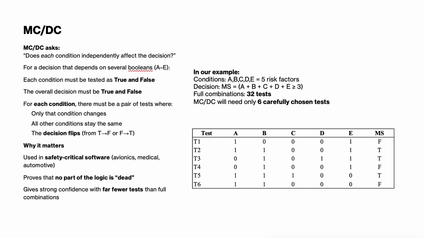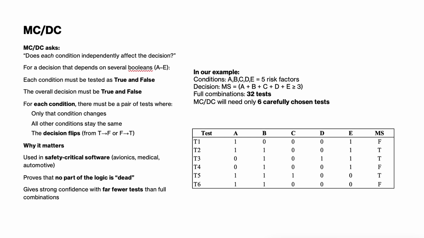1. Each condition, A through E, must be tested as both true and false at least once. The overall decision must also be true in some tests and false in others. And most importantly, for each condition there has to be a pair of tests where only that one condition changes, all the other conditions stay the same, and the decision flips from true to false or from false to true.